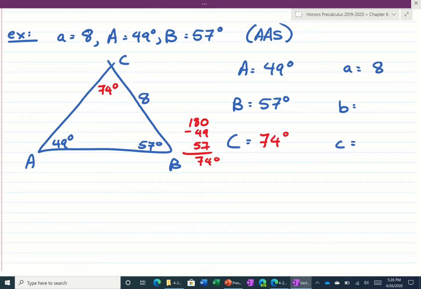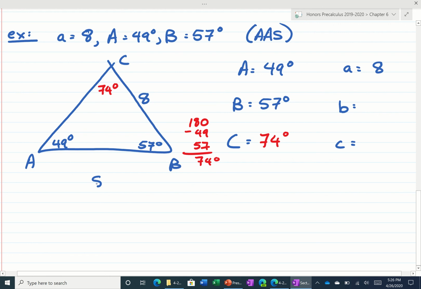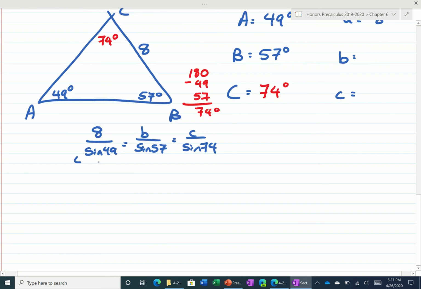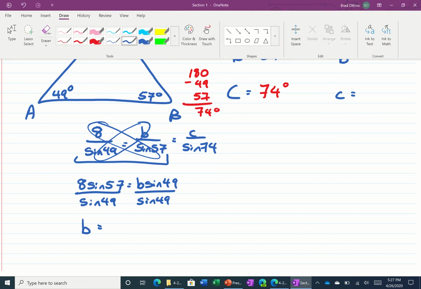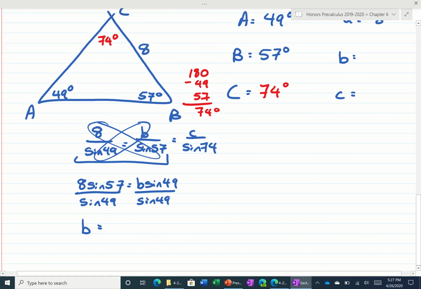And now it looks like we have to use our law of sines. So I'm going to write side A over the sine of angle A is equal to side B over the sine of angle B is equal to side C over the sine of angle C. We're going to do the same thing that we just did. Cross multiply and divide to figure out what side B is. So 8 times the sine of 57 is equal to B times the sine of 49. Divide both sides by the sine of 49. And let's see what we get. 8 times the sine of 57 divided by the sine of 49 is 8.9.